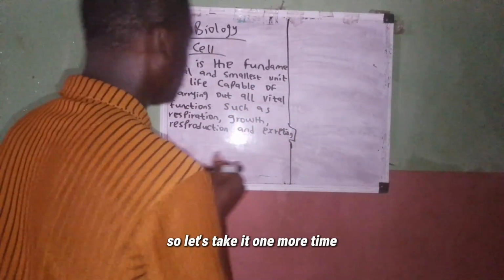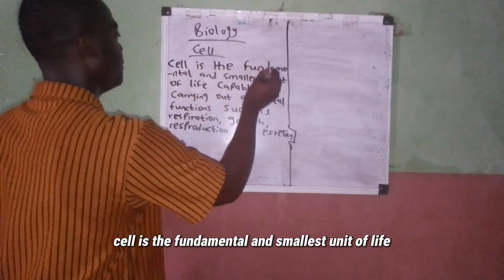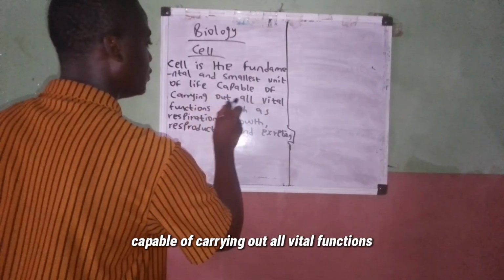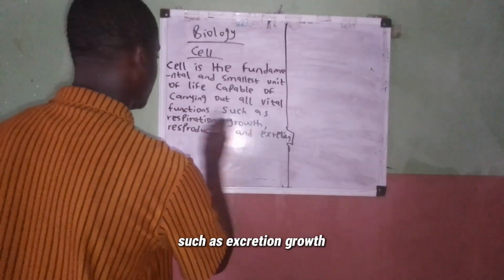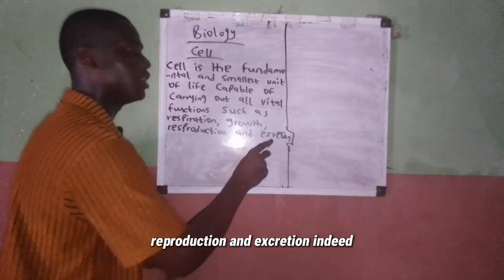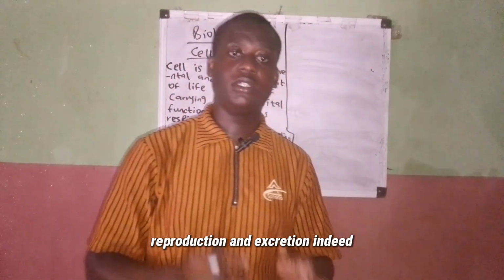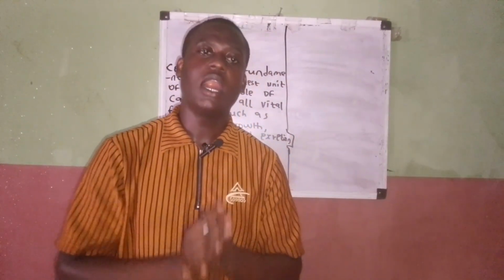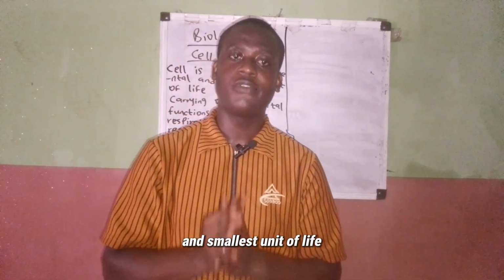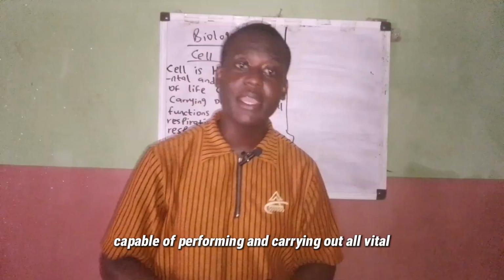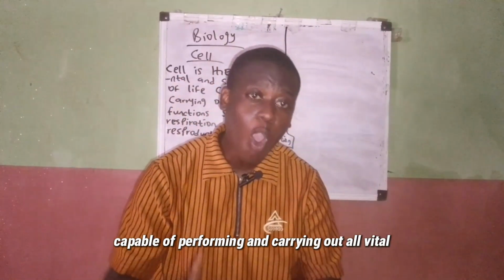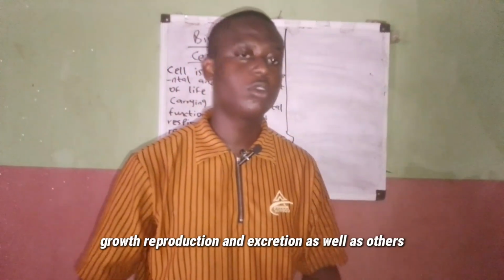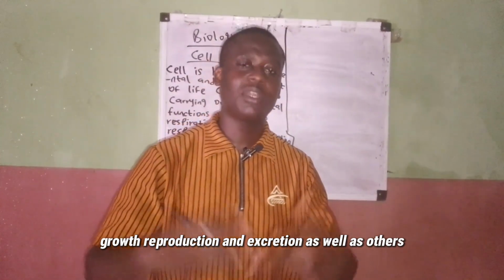Let's take it one more time. Cell is the fundamental and smallest unit of life capable of carrying out all vital functions such as respiration, growth, reproduction, and excretion. Indeed, cell is the fundamental, basic, and smallest unit of life, capable of performing all vital functions such as respiration, growth, reproduction, and excretion, as well as others.